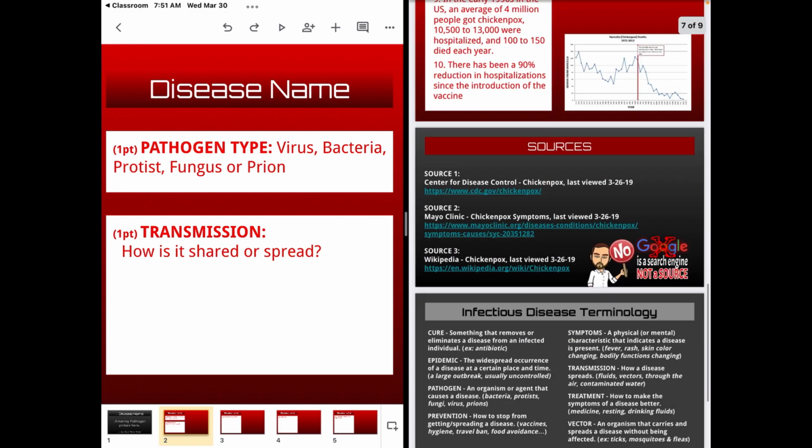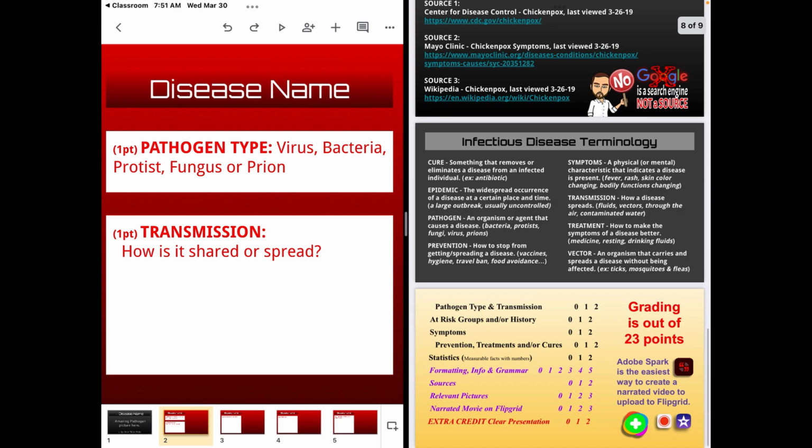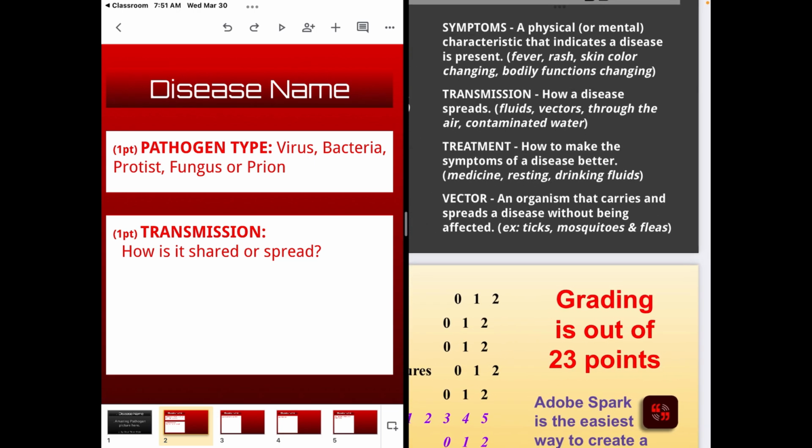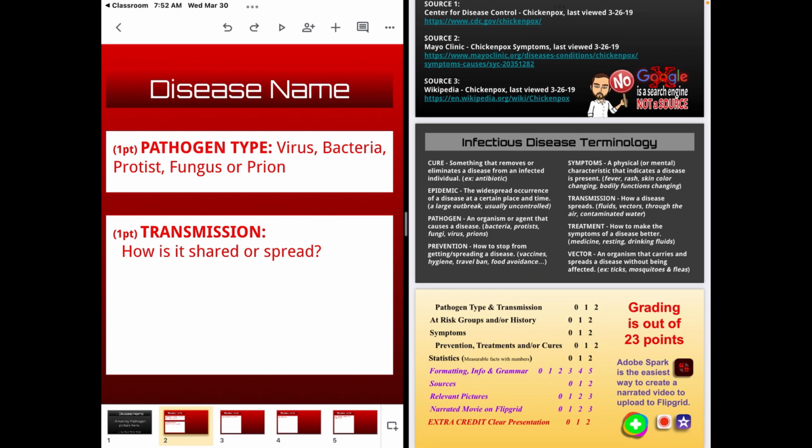Transmission is how it's shared. Transmission can happen a lot of ways. So we can have a vector, something that helps spread a disease like an animal, like a rabid raccoon or a mosquito or a tick or a flea. Most diseases are spread other ways, either through person-to-person contact or through the air, like we researched. So transmission, how does your disease spread? It could be more than one way. For most diseases, there's one clear method of transmission.